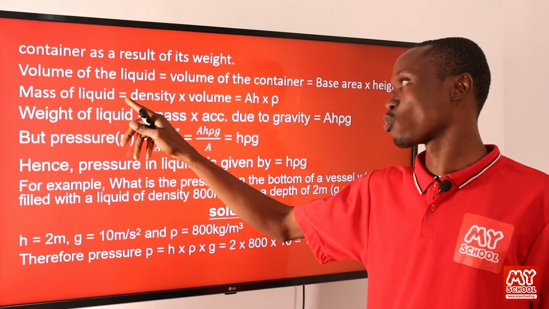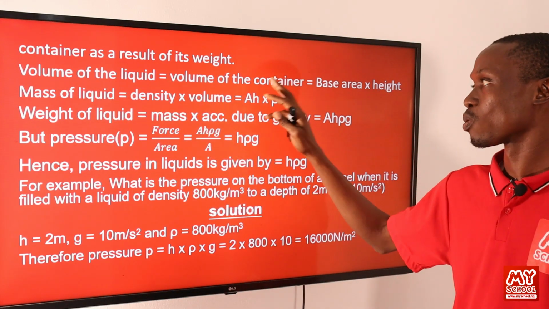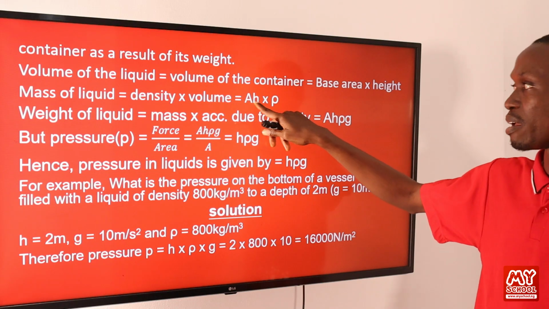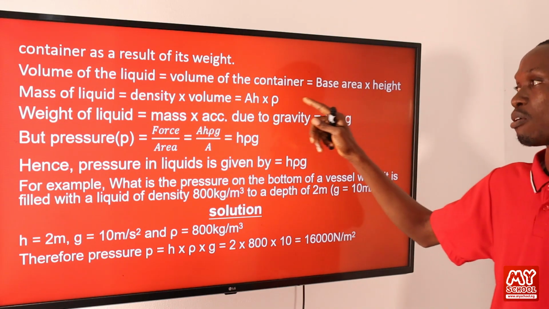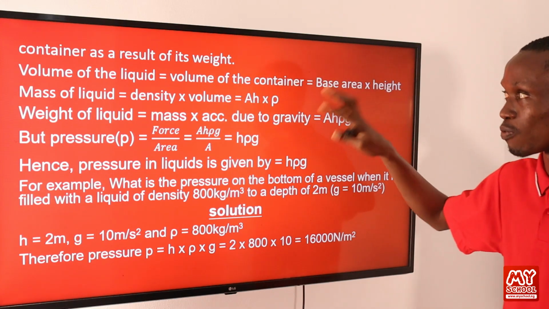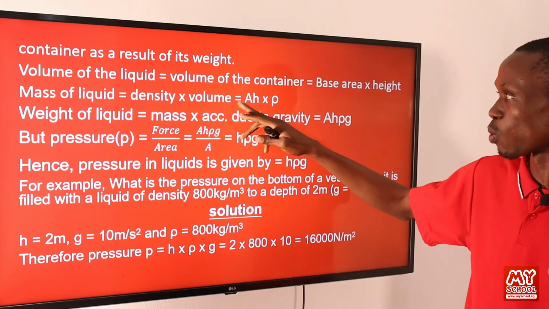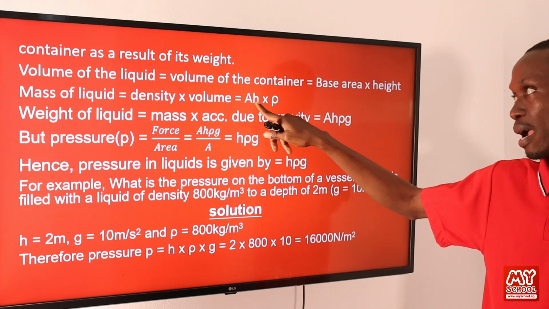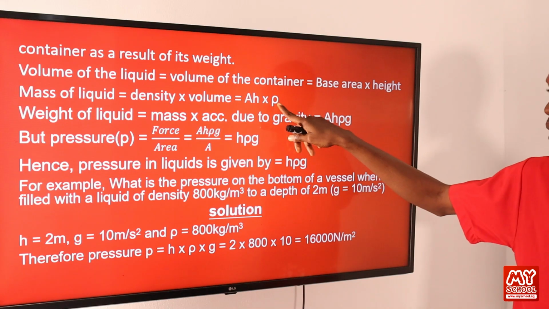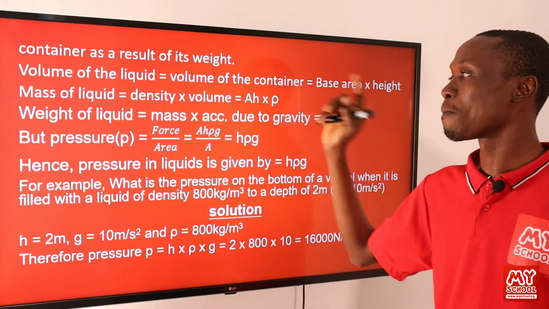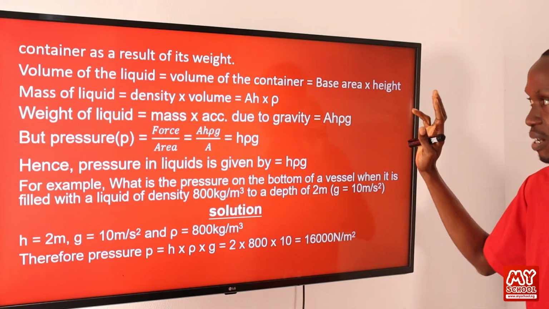So mass of liquid is equal to density times volume, which is equal to base area, because we've made sure that the volume of the liquid is equal to the volume of the container, right? So the volume here is actually the volume of the liquid, which is equal to base area times height, then times density represented by rho. Okay, so weight of liquid is equal to mass times acceleration due to gravity.